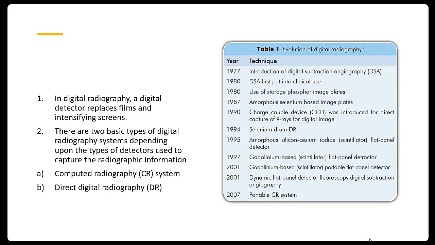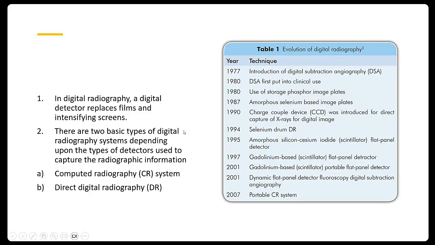So, before going to that, let's have a look at the evolution of digital radiography. Digital radiography was first put into practice in the year 1977. It was introduced in digital subtraction angiography. Then here is a timeline showing the evolution of digital radiography. So by the end of 2007, we had portable CR systems. You can just go through this table. So this is the evolution of digital radiography.